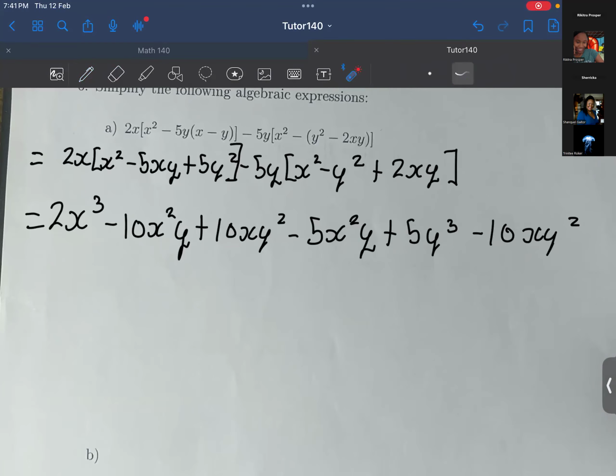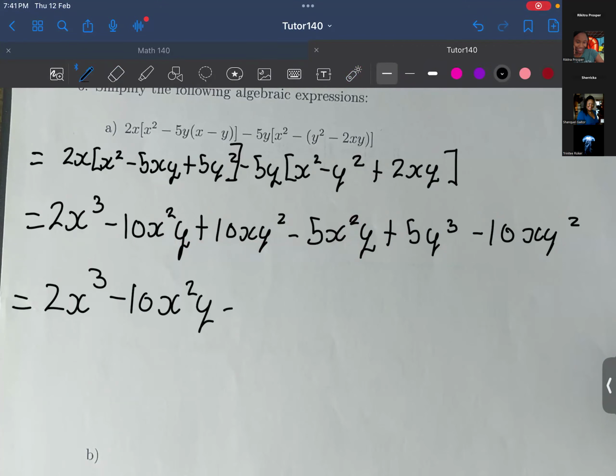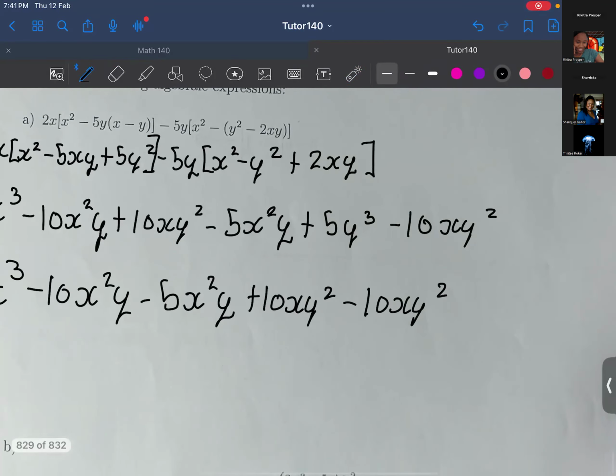Now, we want to look for our like terms. So we have 2x cubed. We don't have any other x cubed, so we're going to just put it back. So it equals 2x cubed. Let's look for x squared y. Do we have any other x squared y? We have this x squared y. So minus 10 x squared y minus 5 x squared y. And then we have plus 10 xy squared, so plus 10 xy squared minus 10 xy squared. And then plus 5y cubed.